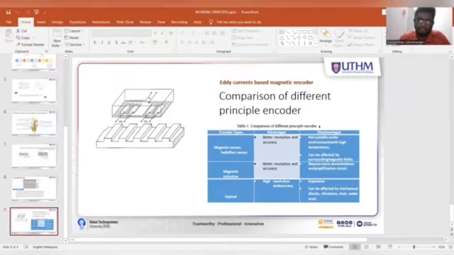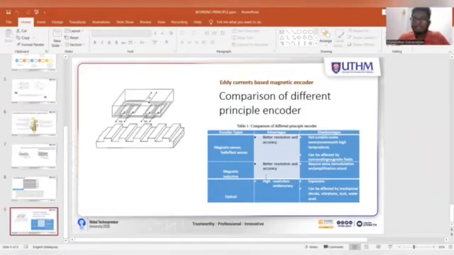So I did a comparison of different principle encoders. The encoder types are magnetic sensor, Hall effect sensor, magnetic inductive, and optical. The advantage of using a magnetic sensor is better resolution and accuracy, and better resolution and accuracy also for magnetic inductive, and high resolution and accuracy for optical. The disadvantage is that it is not suitable in environments with high temperature and can be affected by surrounding magnetic fields.